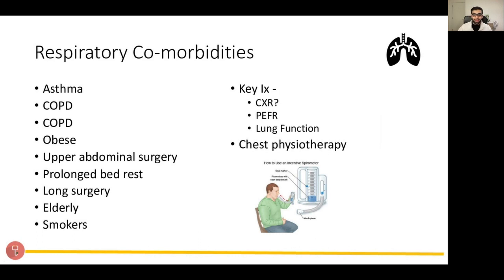So again, we've talked about the indications for chest x-ray. Asthmatics in particular should have peak expiratory flow rates done, and bronchodilators should be continued pre and post-operatively. And again, some patients may even require lung function testing, depending on the extent of their respiratory comorbidities or if they're having a particularly systemically taxing surgery.